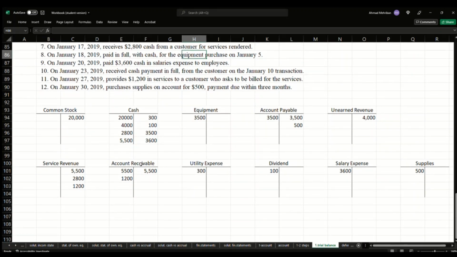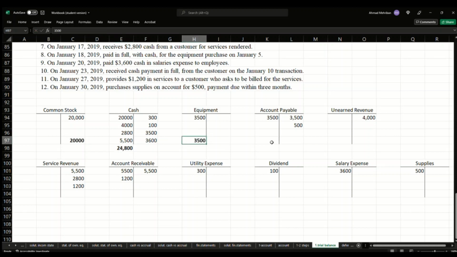All right, so we have basically made all our entries. Now we balance them out. 20,000 common stock. Let's balance out our cash. We can just add them one by one. This one, and then minus the credit side. Don't forget to deduct the credit side, yeah, 24,800.